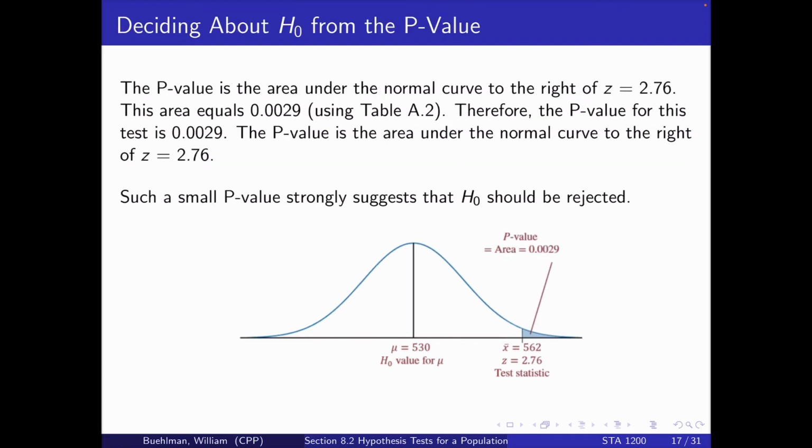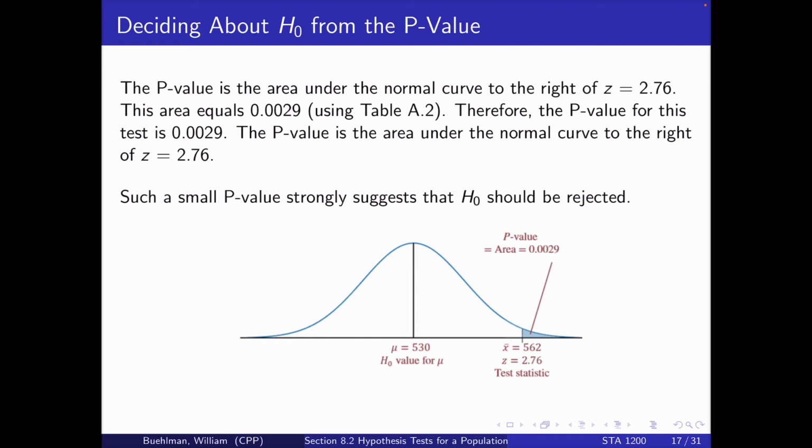The p-value is the area under the normal curve to the right of the z value that we found. This area is equal to 0.0029 using table A2. Therefore, the p-value for this test is 0.0029. The p-value is the area under the curve to the right of the z-score of 2.76. Such a small p-value strongly suggests that the null hypothesis should be rejected.